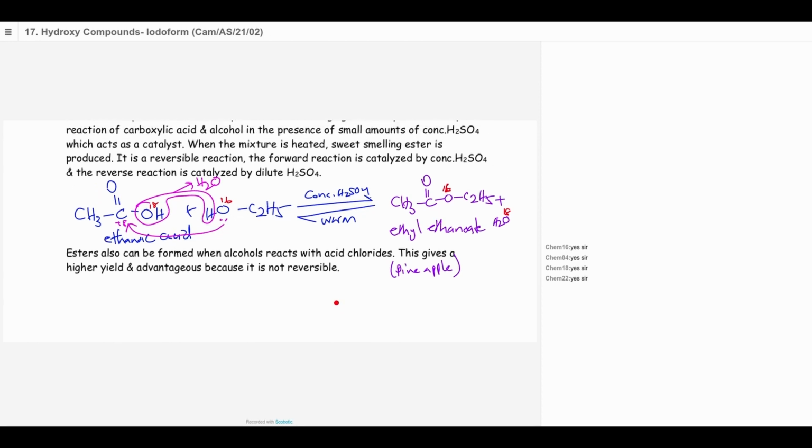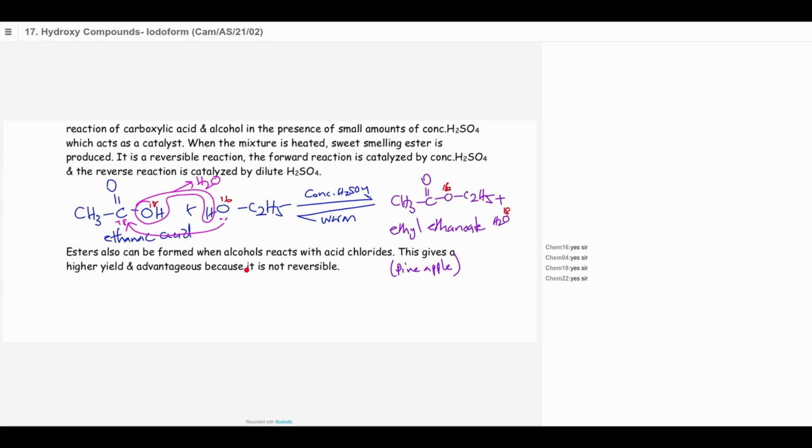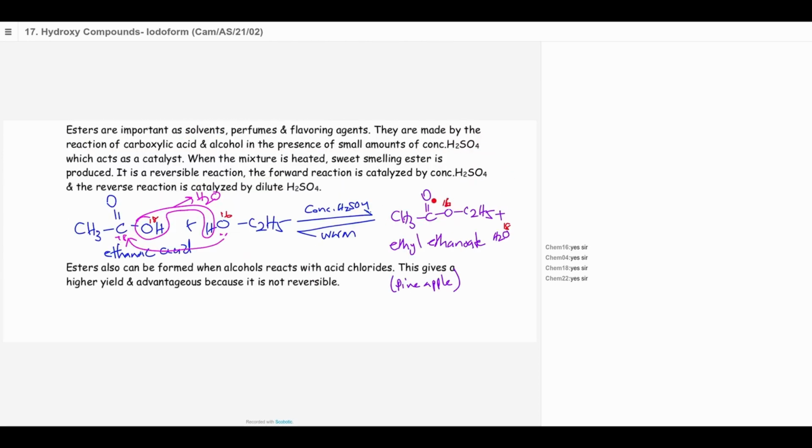So aroma is smell. Therefore, if you use aromatic carboxylic acid or aromatic alcohols, the ester will smell even better. But in that case, remember the benzene derivatives are carcinogenic, right? So this is the esterification reaction, and this ester which is formed can be broken down into the corresponding carboxylic acid and the alcohol by using dilute sulfuric acid.